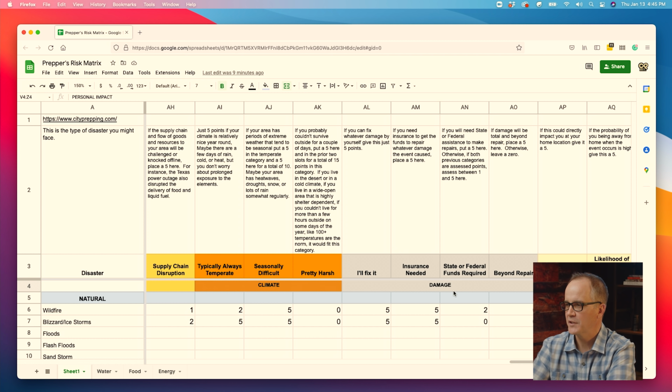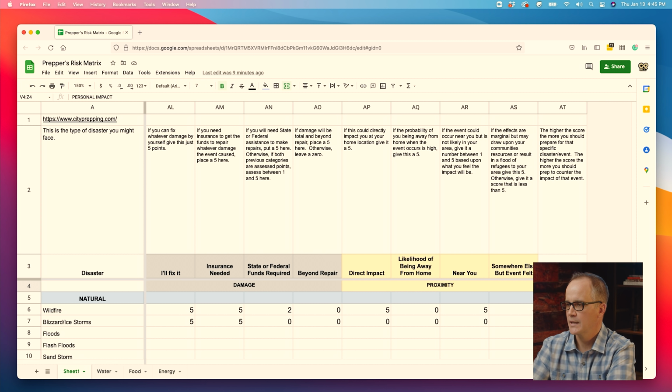Damage: is this something you can fix, or do you have to get the insurance company involved? And then last, proximity. Is it going to impact you directly while you're away from home, while you're somewhere near you, or somewhere else?